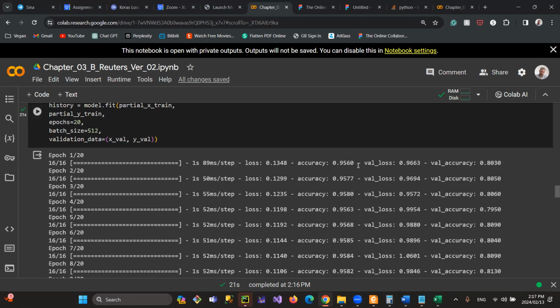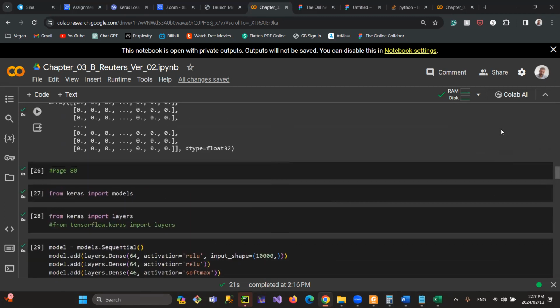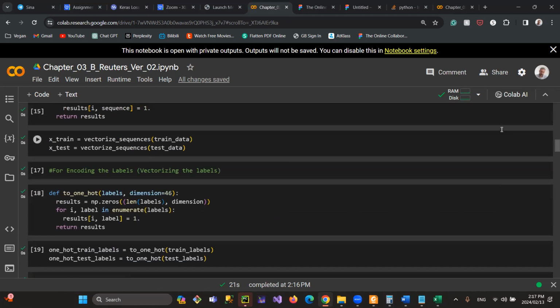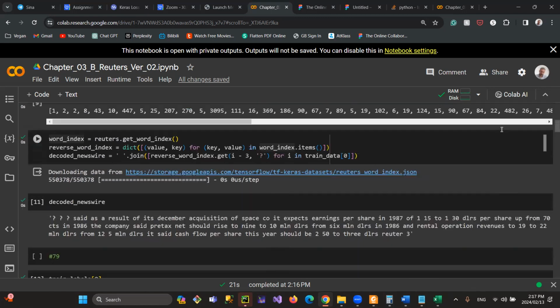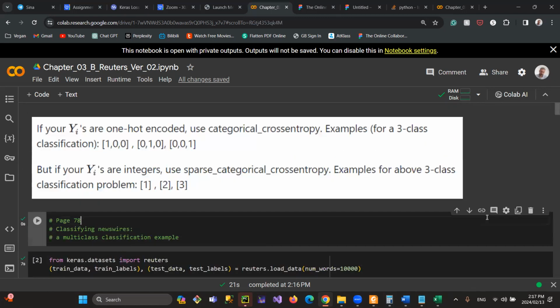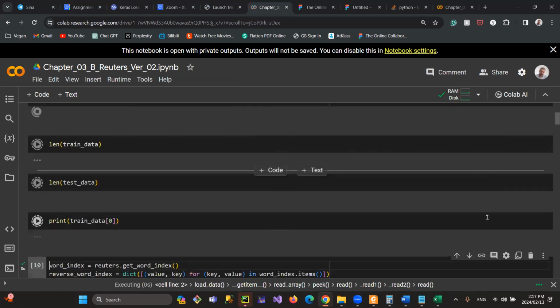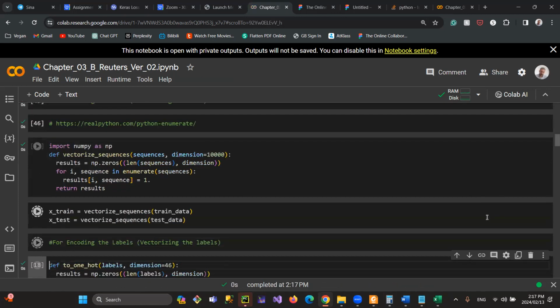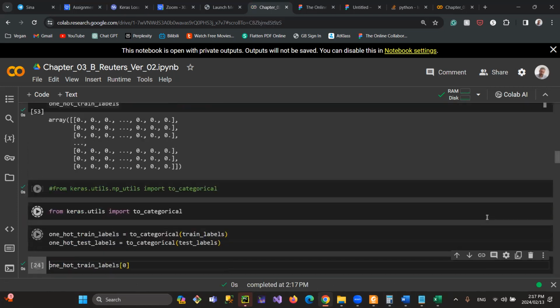And don't confuse yourself with this huge accuracy. The reason for that is I just retrained the system already. So if I want to make it correct, I should just get the data set from scratch.